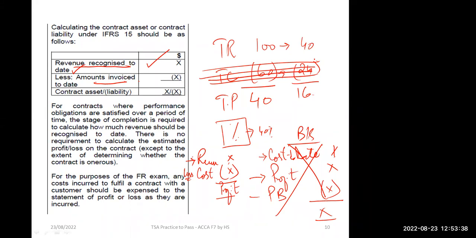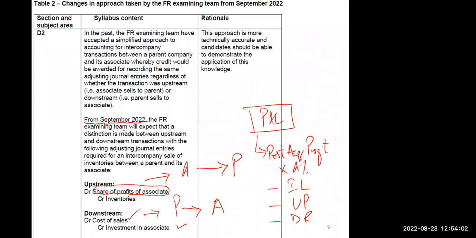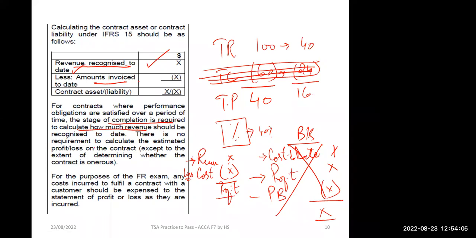I am reading the paragraph for contracts where the performance obligations are satisfied over a period of time. The stage of completion is required to calculate how much revenue should be recognized today. So the percentage calculation is only required for the revenue. There is no requirement to calculate the estimated profit or loss on the contract, except to the extent of determining whether the contract is onerous. Onerous means a loss-making contract. So when there is a loss, we recognize the full loss in the first year.